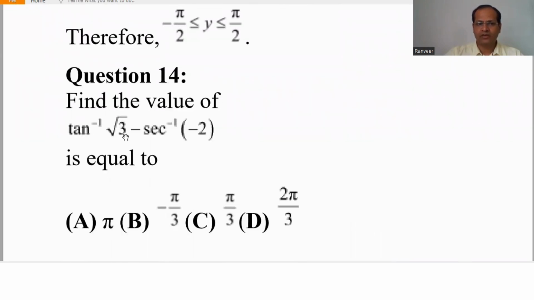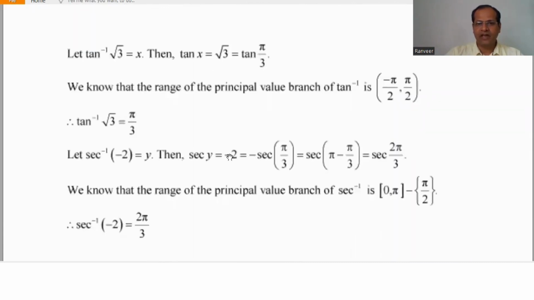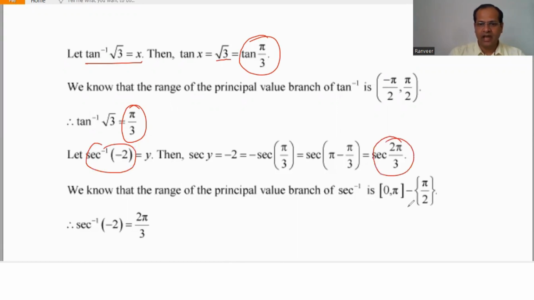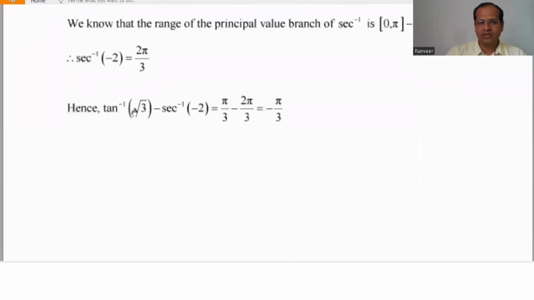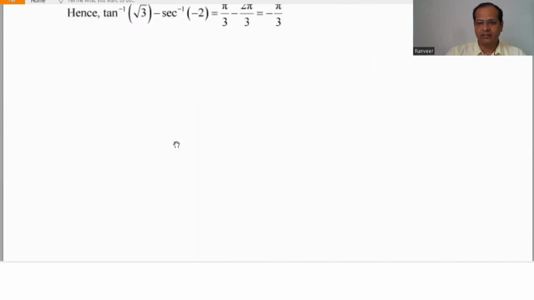Find the value of tan inverse root 3 minus sec inverse minus 2. Same, we have to find out the principal value of tan inverse root 3, that is pi by 3. Tan pi by 3 is the root 3 value. So this is the first value. And sec inverse minus 2, we can write as sec of 2 pi by 3, which is lying between 0 to pi. So sec inverse minus 2 is 2 pi by 3, and just we have to subtract: tan inverse root 3 minus sec inverse minus 2. This is minus pi by 3.